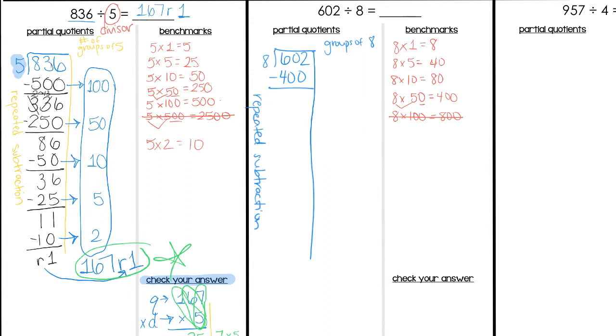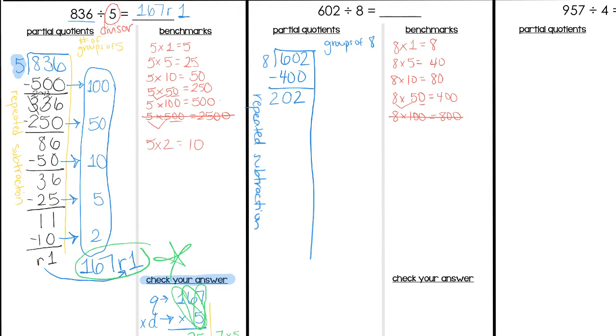Go ahead, pause the video if you're still trying to catch up with me. We always start by subtracting in the ones place. 2 minus 0 is 2. 0 minus 0 is 0. 6 minus 4 is 2.